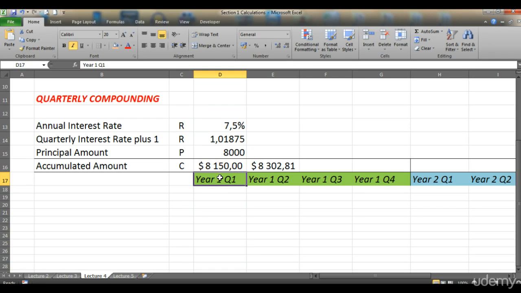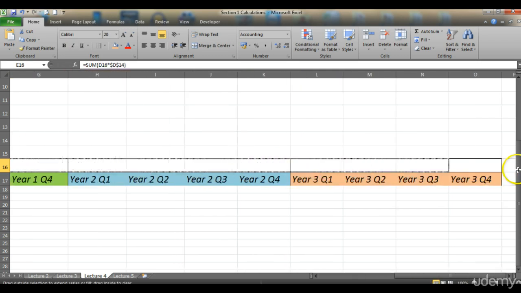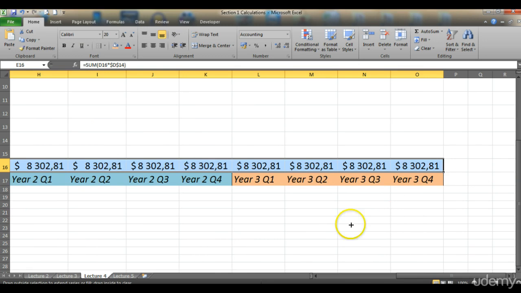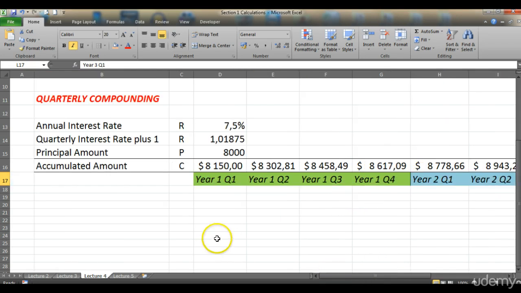The accumulated amount. For quarter 2, the same formula, but instead of the principal amount at the beginning, we use the accumulated amount from the first quarter of the year. And in this way, when we drag this to the end of year 3, we can find the accumulated amount for every quarter. Also, we can extend this for as many years and quarters as we need.